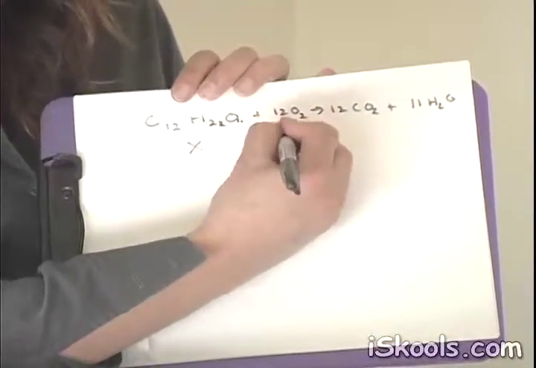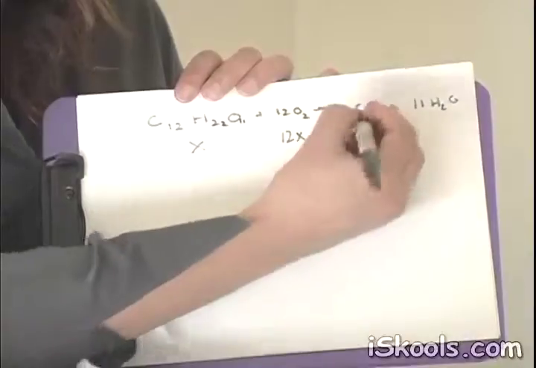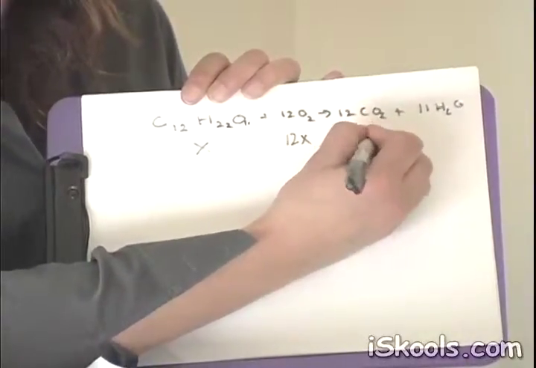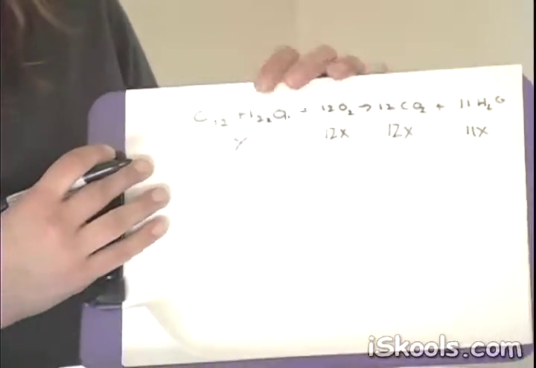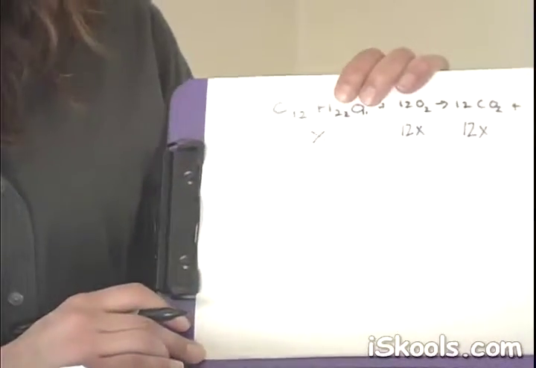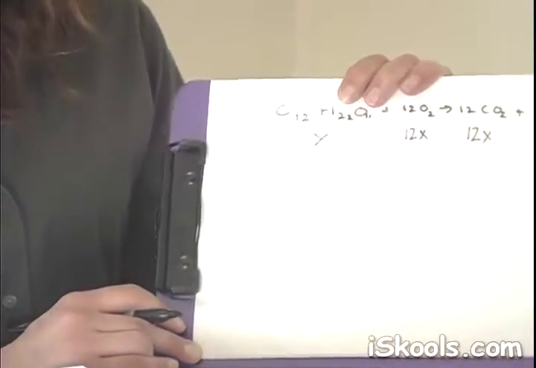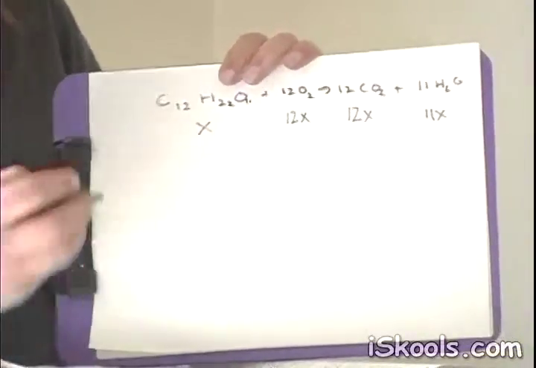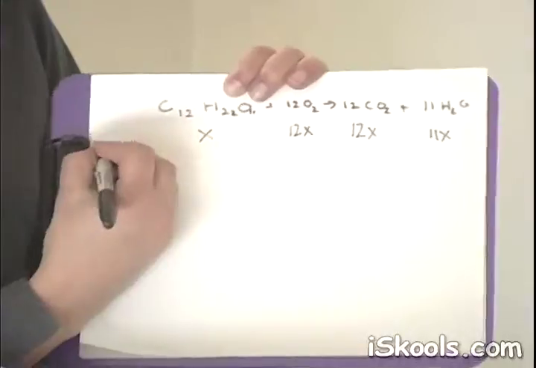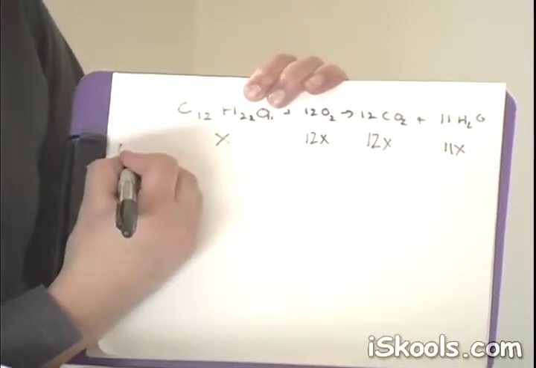1x, 12x, 12x, and 11x. So there we have it. That's the molar ratio of all of the substances in the problem. At this point, I'm going to want to actually write out the name of this substance again.